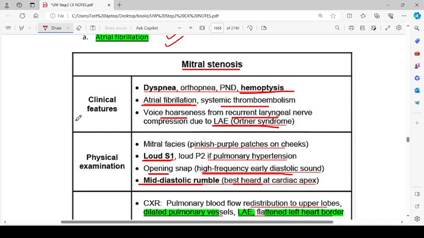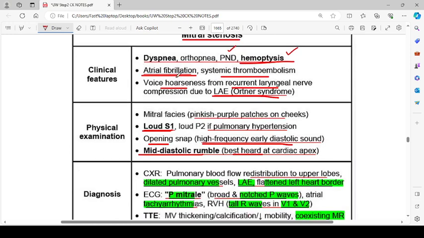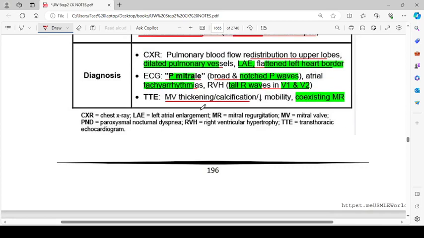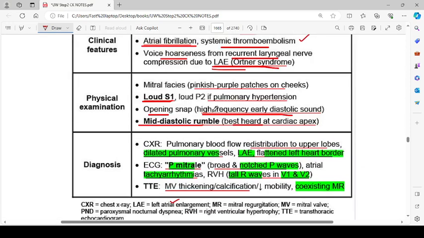For mitral stenosis, the table is saying that clinical features are dyspnea, orthopnea, paroxysmal nocturnal dyspnea, and hemoptysis, atrial fibrillation, and systemic thromboembolism. There will be voice hoarseness from recurrent laryngeal nerve compression due to LAE. What is LAE? It is left atrial enlargement. That is called Ortner syndrome. So the voice hoarseness because of compression of the recurrent laryngeal nerve in cases of left atrial enlargement is called Ortner syndrome. Got it.